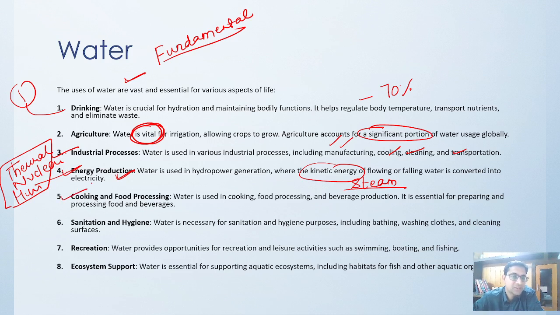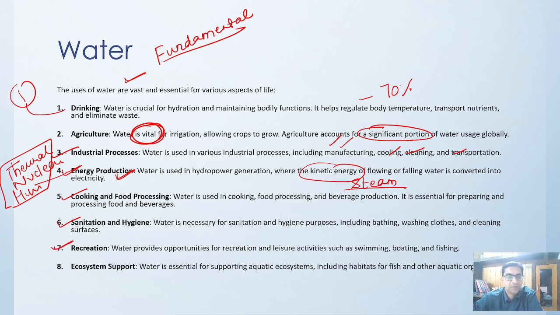Cooking and food processing. Obviously, without water, you cannot expect any type of cooking or any kind of food processing. Sanitation and hygiene, obviously, water is the main source of that, whether you are bathing, washing clothes, cleaning your surfaces, or whatever it is.